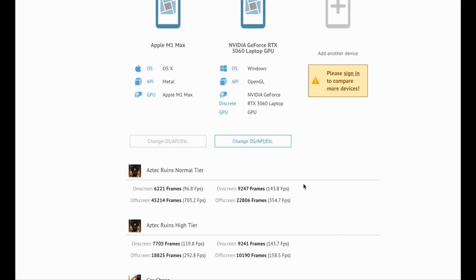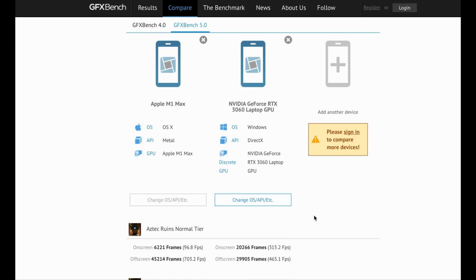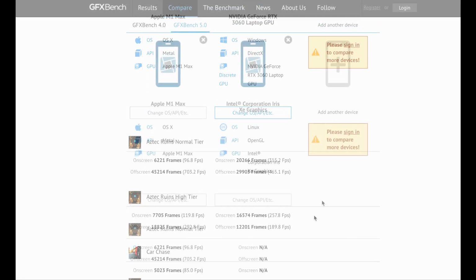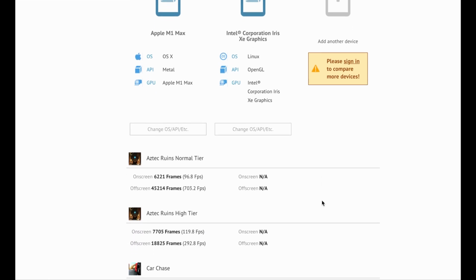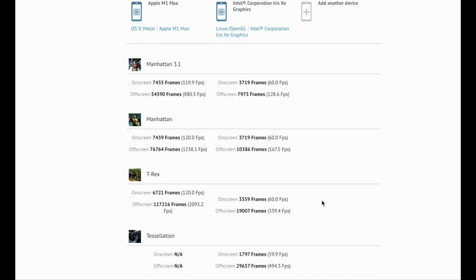But according to the benchmark results, the M1 Max is still faster than the RTX 3060 115 watts version, as well as the other GPUs. M1 Max is many times faster.